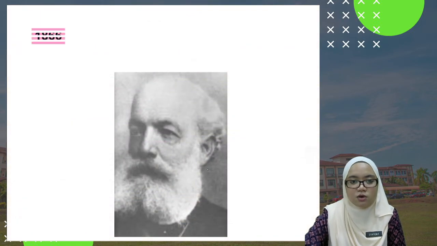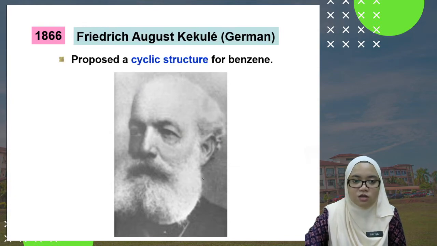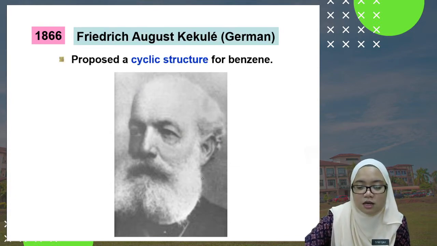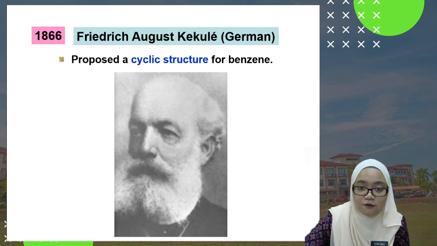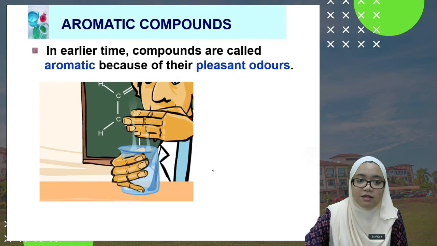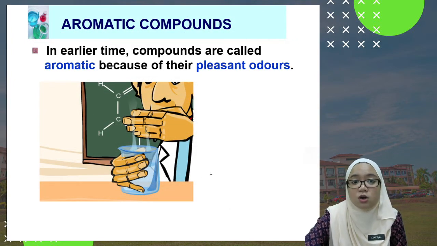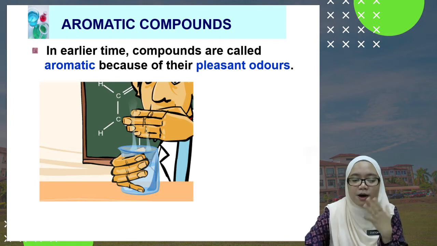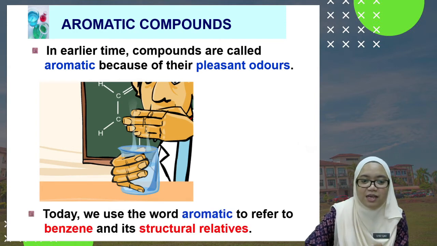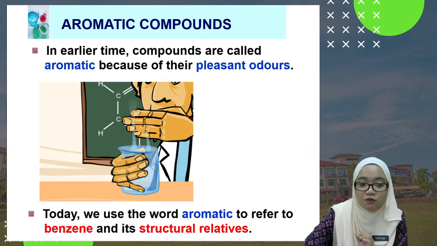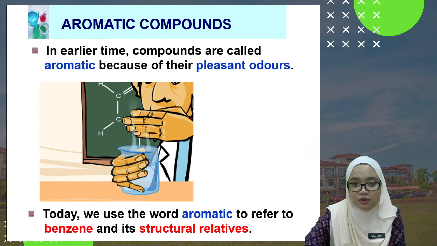Okay, so let's look at this slide. This is Friedrich August Kekule. He is a German chemist, who in 1866 proposed a cyclic structure for benzene. In early times, compounds were called aromatic because of their pleasant odors. Because of the pleasant smell of benzene or aromatic compounds, that's why we name the compound an aromatic compound. Today we use the word aromatic to refer to benzene and its structural relatives.